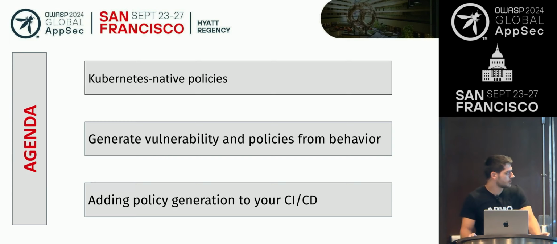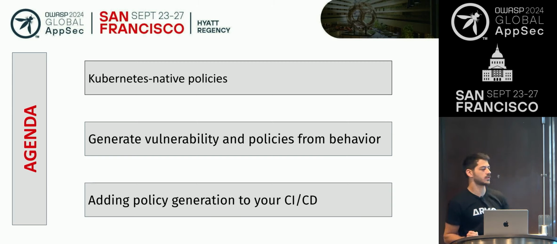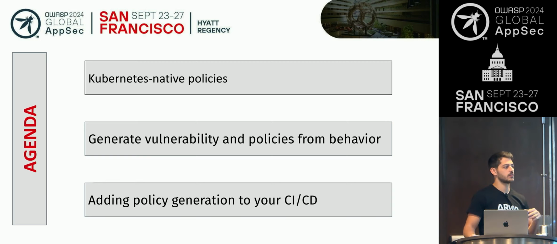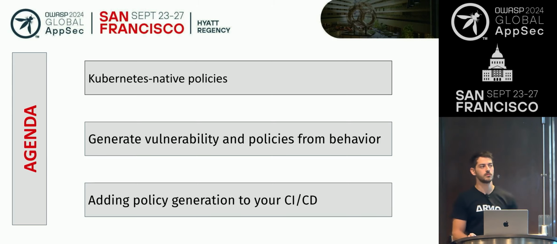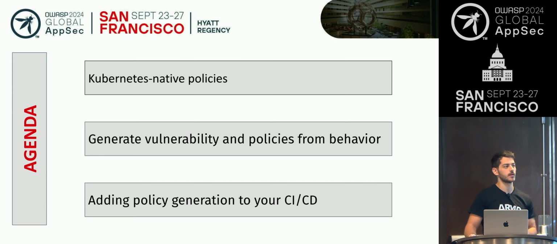So the agenda is going to be, first of all, we're going to talk about Kubernetes native policies. We're going to see what kind of policies we have and how we can use them. Then we can see how we can generate vulnerability posture and policies from runtime behavior of the containers. And finally, we're going to see how we can add it to the CI/CD to make everything automated as we like.